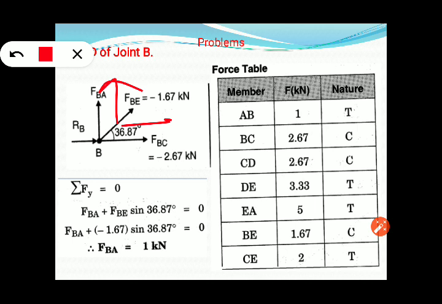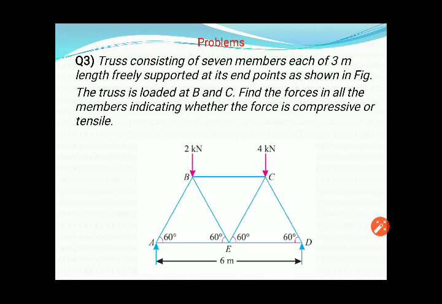So again, at the last step you have to draw a force table and show the forces in the members. Initially, we considered all the forces in the members as tensile. So where you got a negative answer, just change its nature. FBC was minus 2.67, I have made it positive and changed its nature. Similarly for FCB also we have changed its nature, and similarly for FBE we have changed its nature.